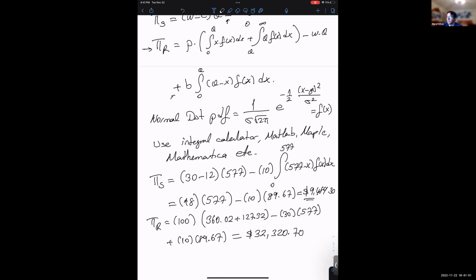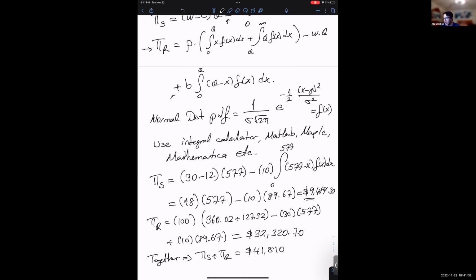So the question is, together, how much do they make, right? Together, which is pi s plus pi r, is equal to 41,810. In other words, 9,489 plus 32,320 is 41,810.